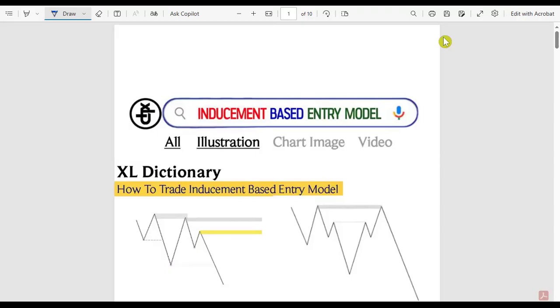As you can see from the topic, we are focusing on inducement, and we have to make sure that inducement has already been taken before price mitigates our entry point, our point of interest, or our PD array according to ICT. So we have some simple examples here on how we can wait for these kinds of structures to be printed on the charts before we take our entry.